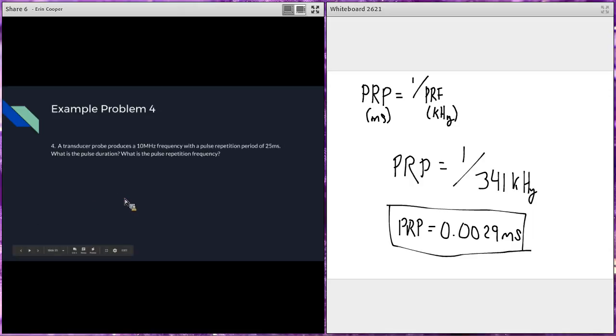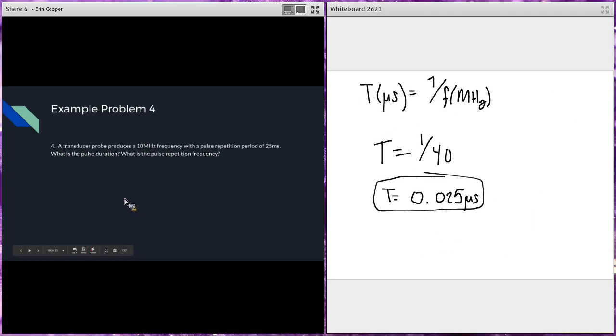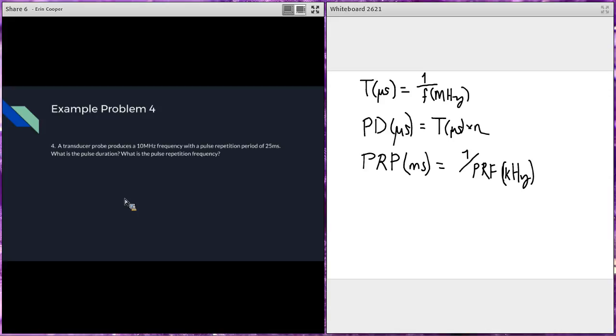I want you to solve it. I'm going to go back to our whiteboard with the equations so you have them. There we go. So example problem number 4, a transducer probe produces a 10 megahertz frequency with a pulse repetition period of 25 milliseconds. What is the pulse duration and what is the pulse repetition frequency? Take some time, pause the video, solve this equation. Again, if you're having trouble, let me know.